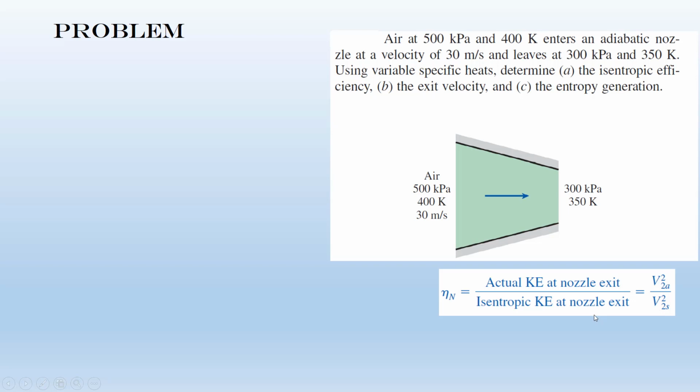To find the velocities, you need to write the energy balance for these nozzles. So please write the first law of thermodynamics for these nozzles and then simplify it to calculate the actual velocity at the exit. Please pause this video, spend 2 minutes, write the first law of thermodynamics for an actual nozzle to calculate the exit velocity in the nozzle.